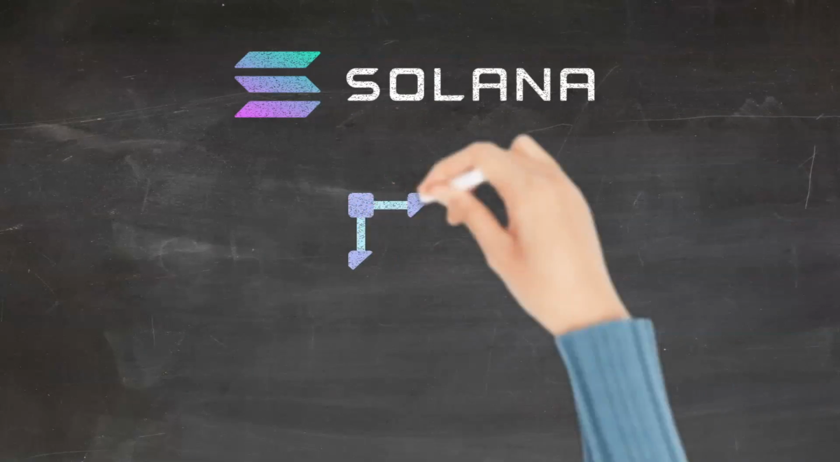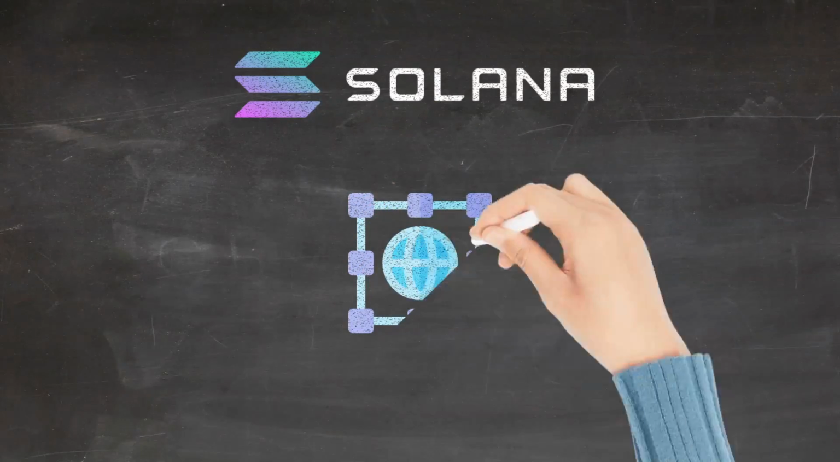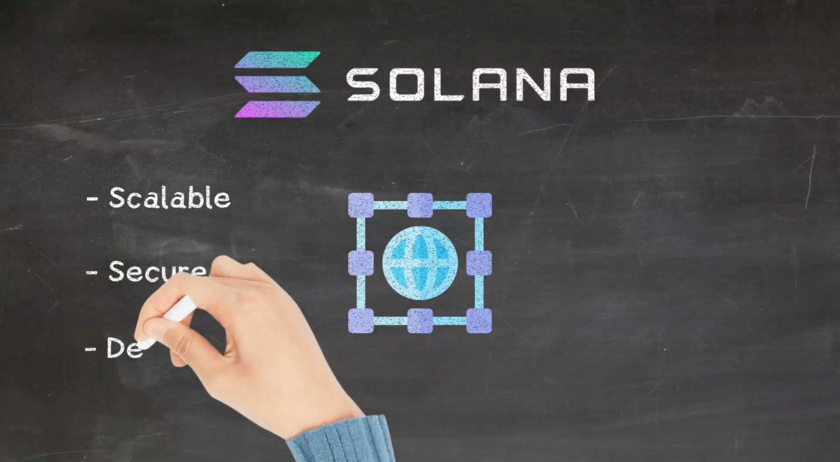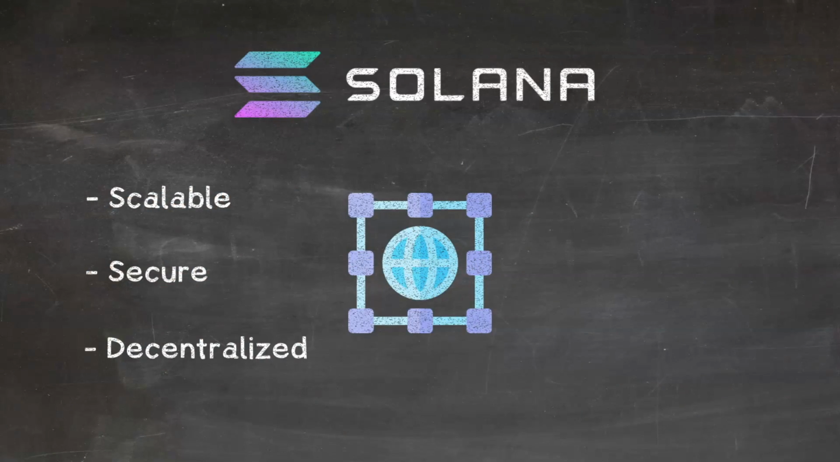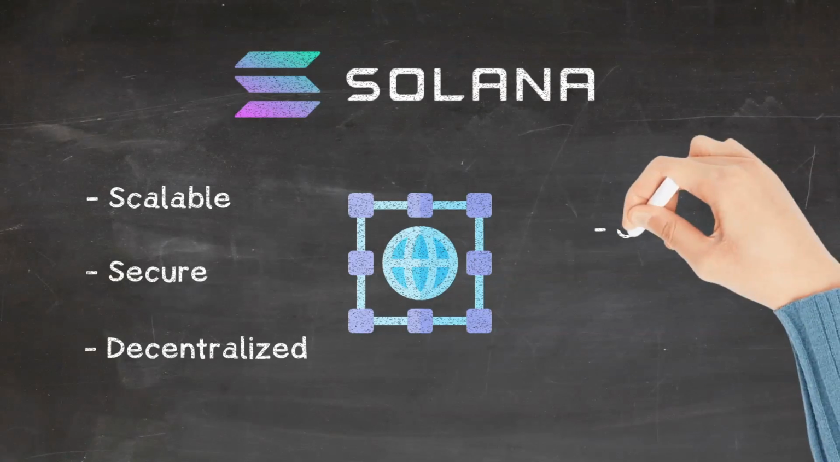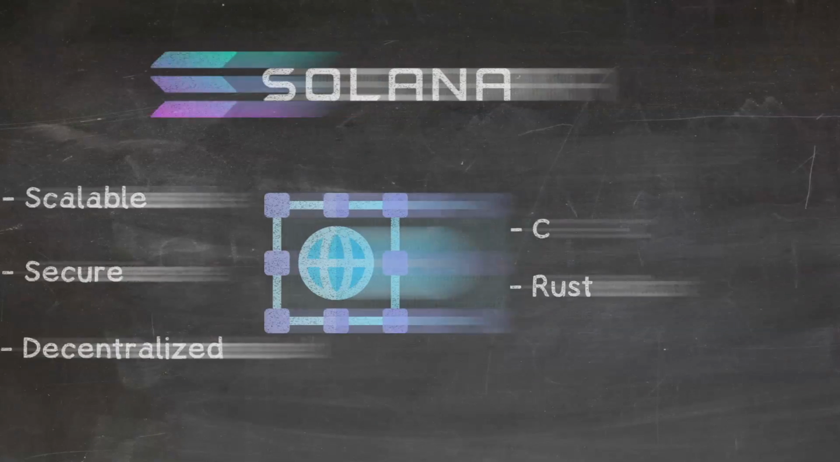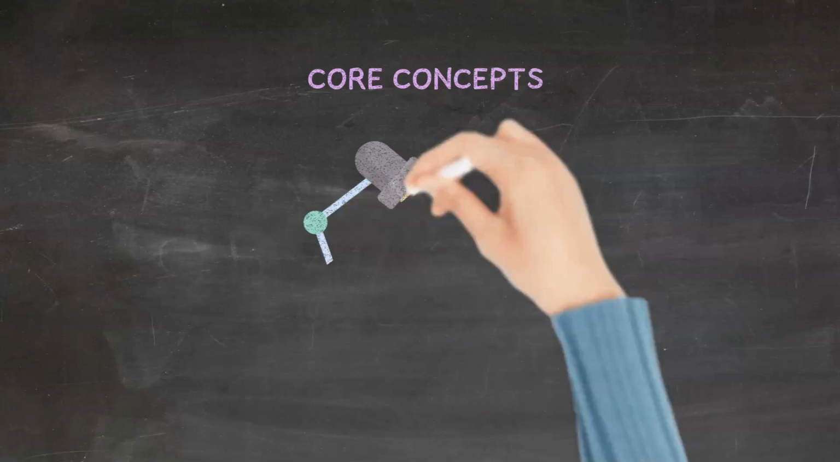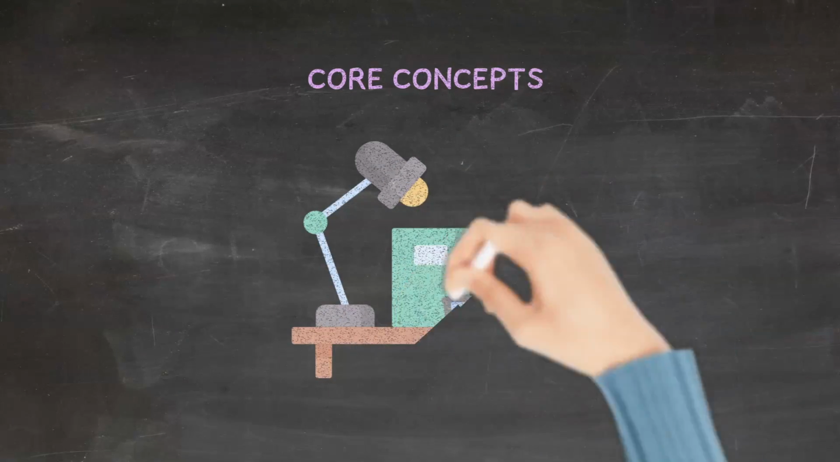Solana's architecture goes on to satisfy all three desirable properties of a blockchain. It is scalable, secure, and decentralized, also supporting safe, concurrent execution of programs in programming languages such as C or Rust. Now that you know what the Solana project is all about, let's delve into its core practical principles.